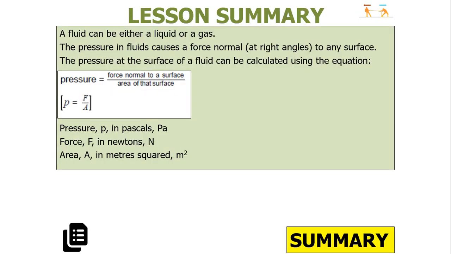So let's just summarize what we know about pressure in fluids for this particular part of the course. A fluid can either be a liquid or a gas because the particles can flow, they can move. Now, the pressure in fluids causes a force normal at right angles to any surface, and the pressure at the surface of a fluid can be calculated with the equation P equals F over A. Now, that is an equation you've got to memorize for your examination. You've got to learn it.